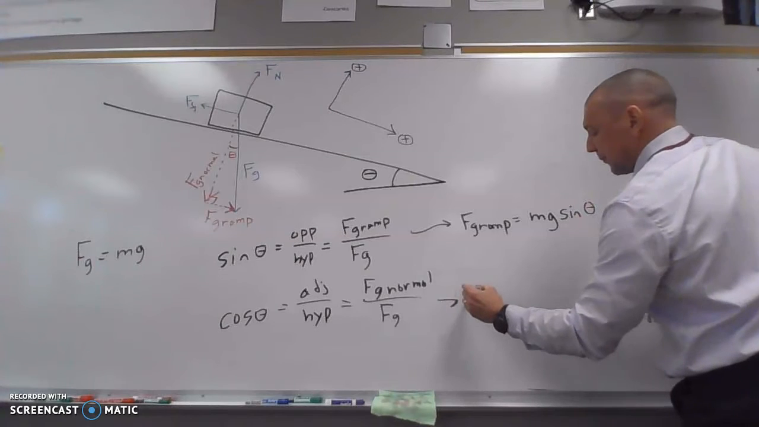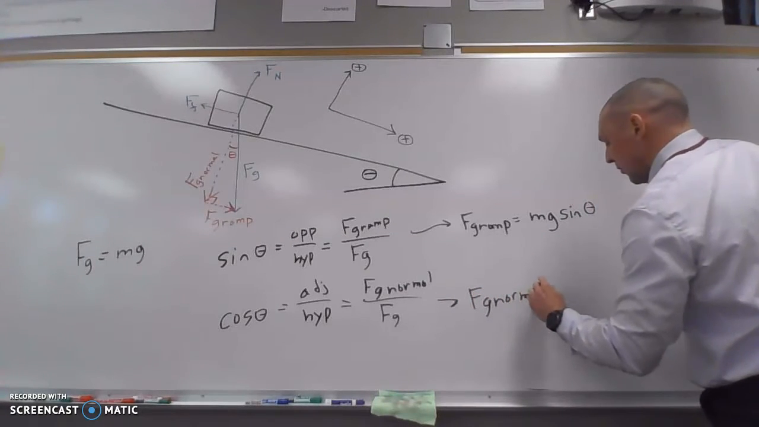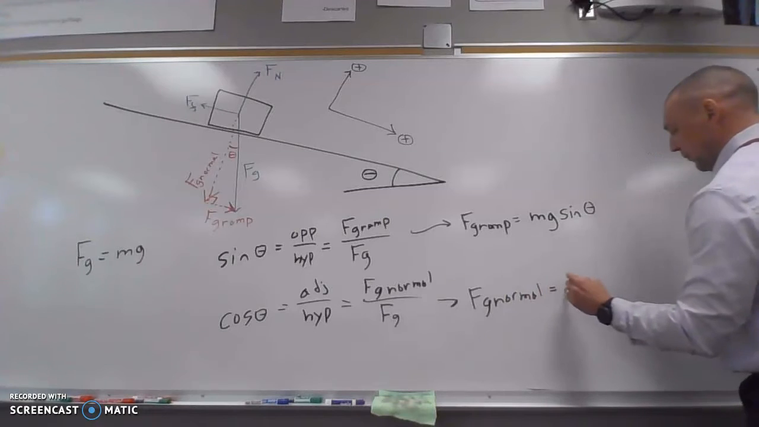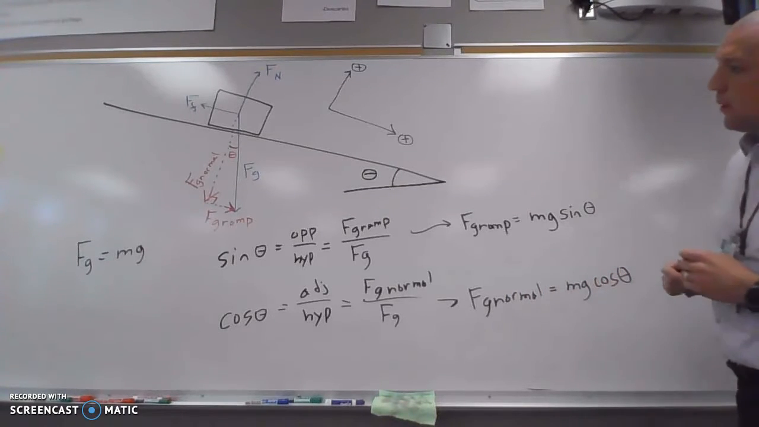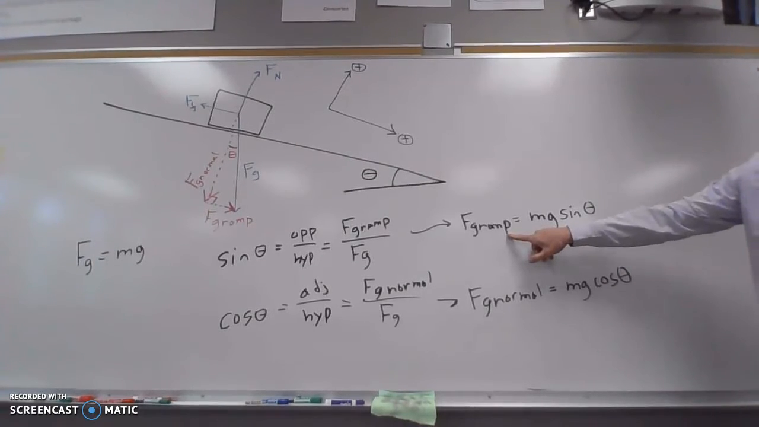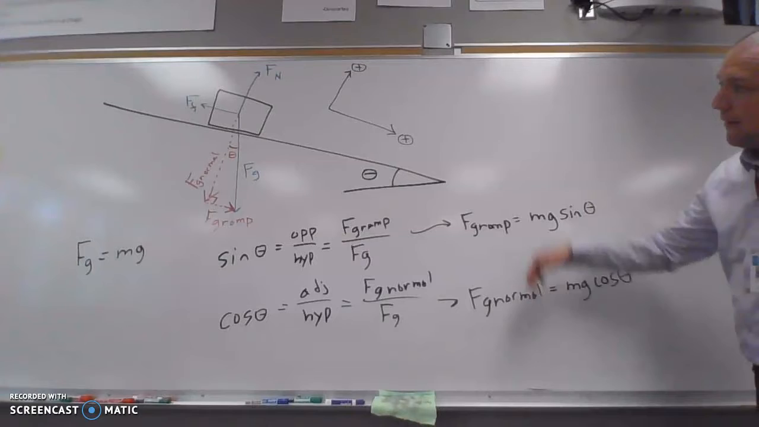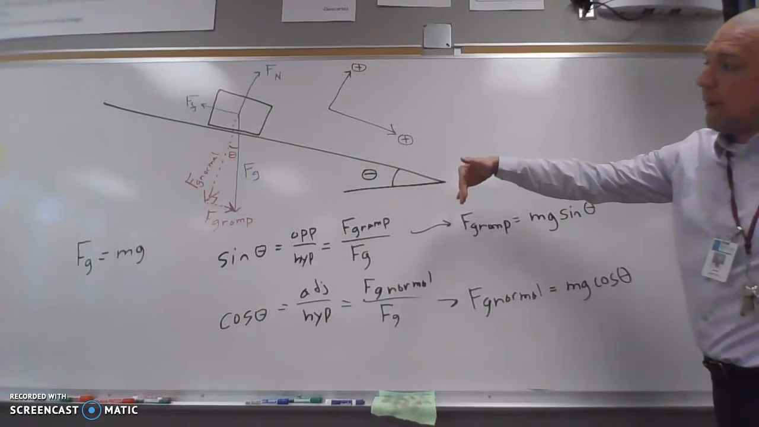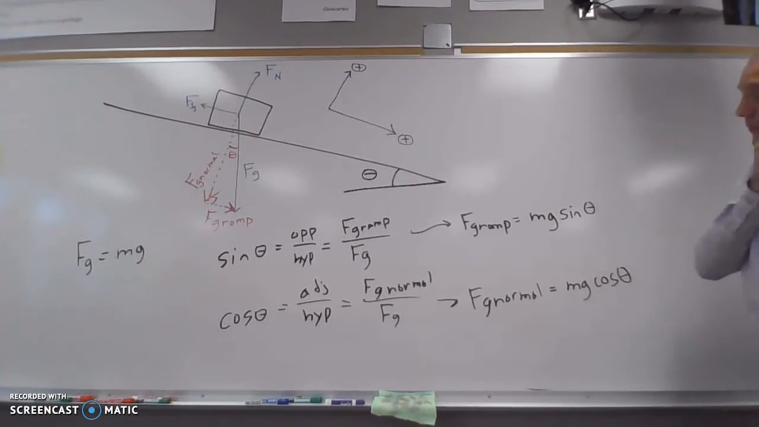And the same way here, FG normal is going to be equal to mg cosine of theta. Okay, so this is what we're going to use on all these ramp problems over and over again. The force of gravity that's down the ramp is equal to mg sine theta, and the force of gravity that's pulling something directly into the ramp or fighting the normal force is going to be mg cosine theta.